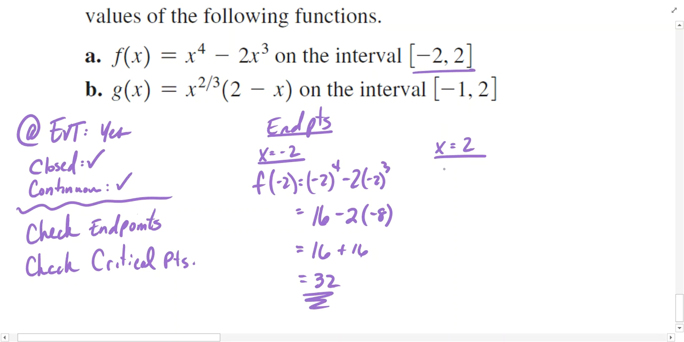Now at the other endpoint, f evaluated at positive 2, well, that gives me 2 to the 4th power minus 2 times 2 to the 3rd power.